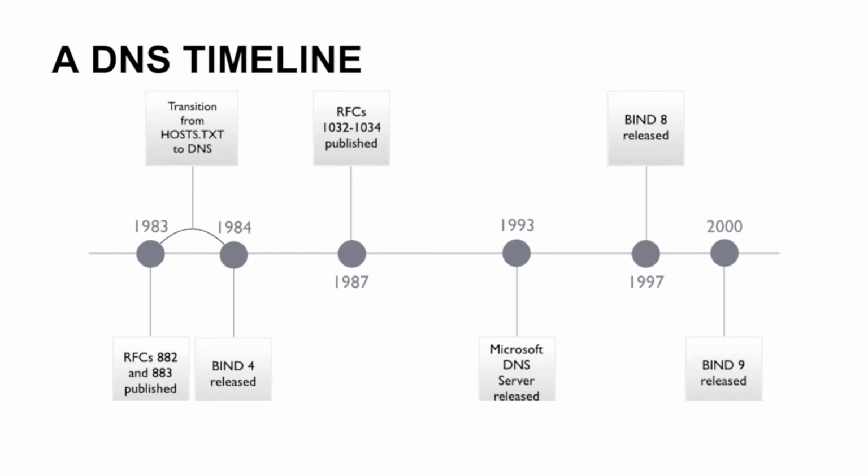In 1984, the first version of BIND, the preeminent open source implementation of the DNS specs, came out. It was BIND 4. Mockapetris updated the core DNS RFCs in 1987 to RFCs 1032 through 1034, upon which the current version of DNS is actually still based. The Microsoft DNS server, a popular DNS server that's bundled with Microsoft's Windows Server operating systems, came out in 1993.